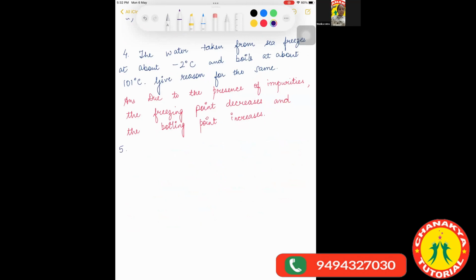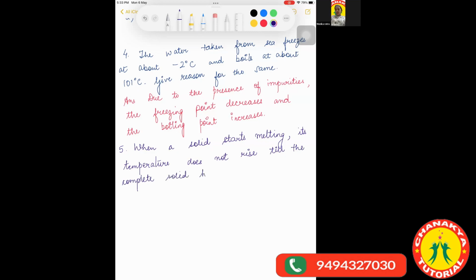Next question is, when a solid starts melting, its temperature does not rise till the complete solid has melted. Explain. Jitendra. Ma'am, due to latent heat of fusion. Then what happens? Where is this heat energy going? Tell me, where is this heat energy going?